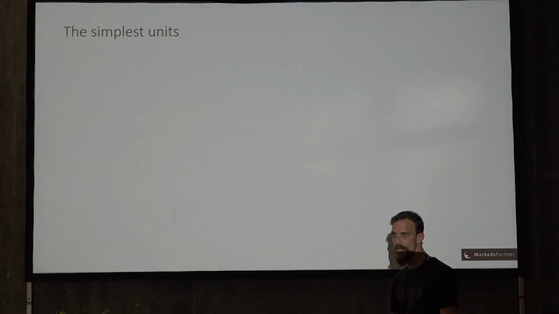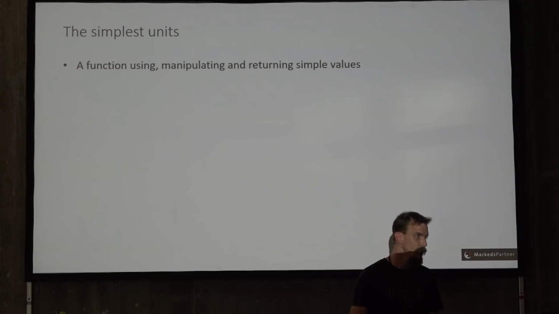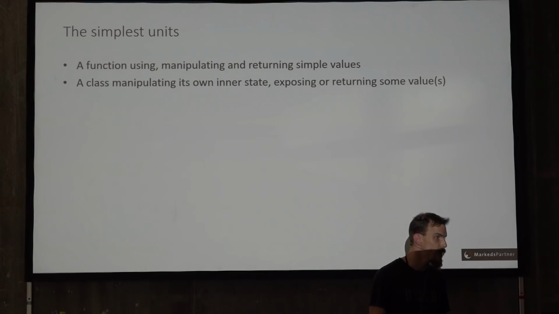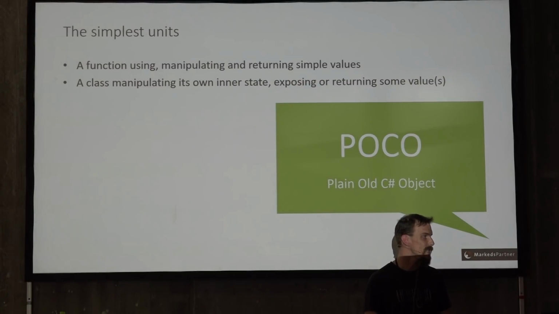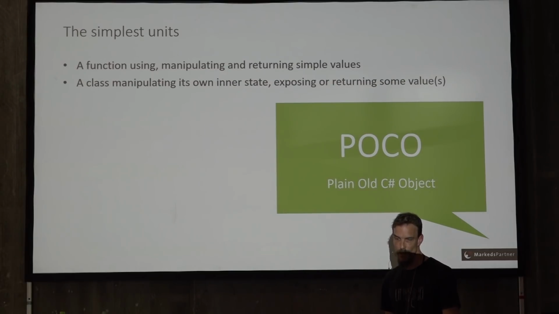But let's have a look at the simplest units anyway. The simplest units are functions, getting some pure values in, manipulating them, returning simple values. That's really simple to test. My recently used list is kind of like that. It's more like a class manipulating its own inner state, but it's still something known as POCOs, plain old C# objects. These are the things that are really simple to test. Shove unit tests in there, as many as you wish, to verify that that piece of code actually works as you expect. It's really simple with simple values.